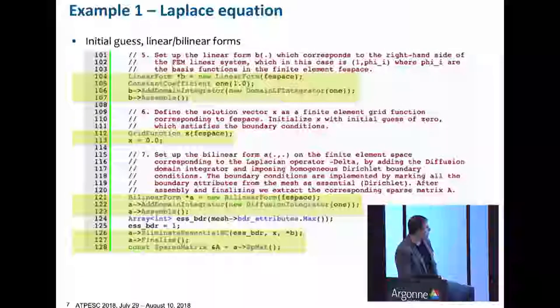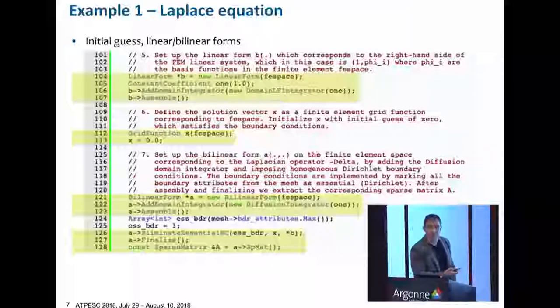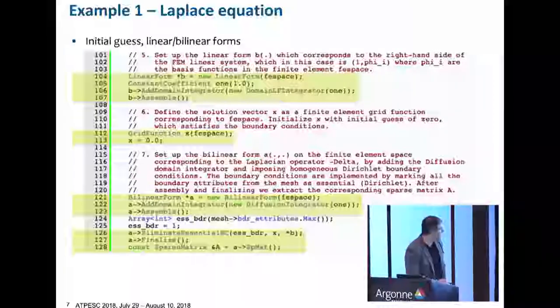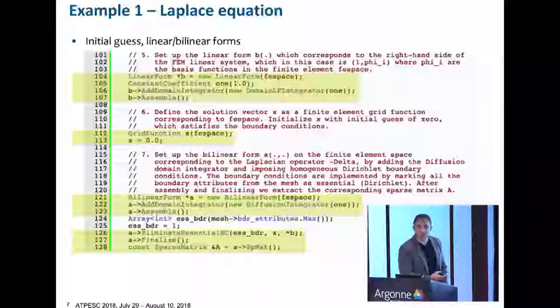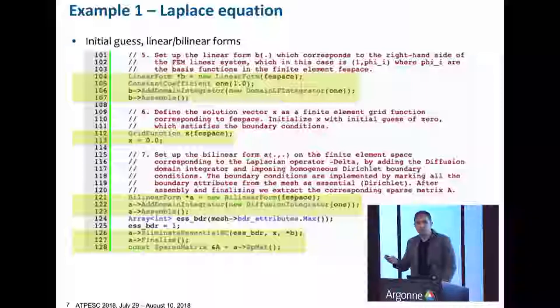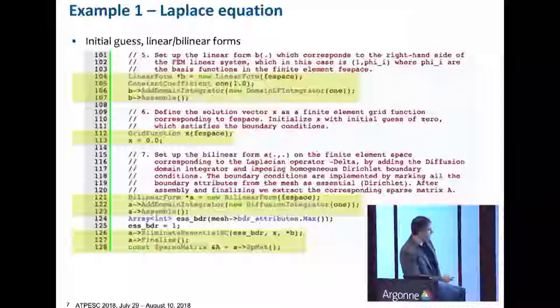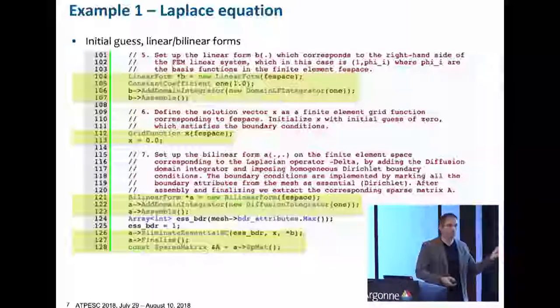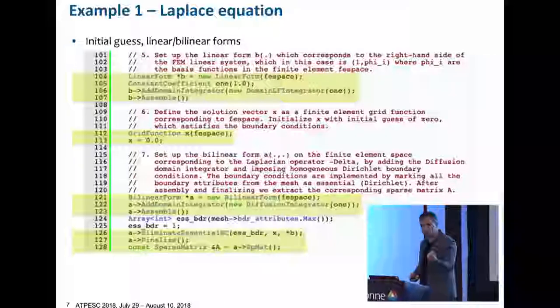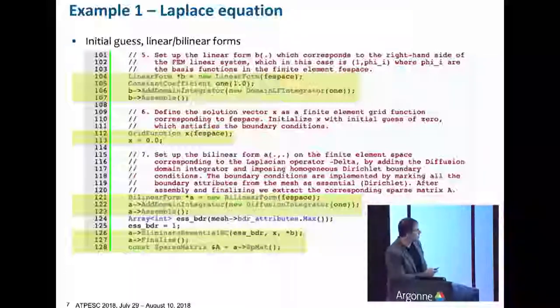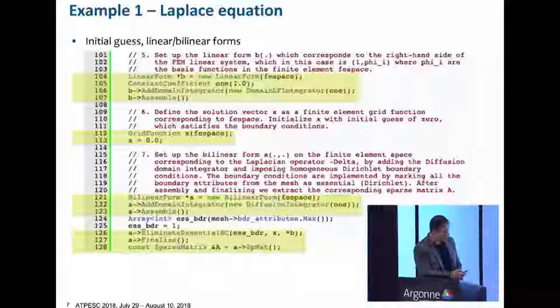Okay, these are the linear and bilinear forms and the initial guess. For the linear form, the important thing is basically this coefficient, which says that the right-hand side in this problem is 1. The bilinear form uses this diffusion integrator, which tells you it's a grad-grad term. This is the weak form of the Laplacian. This is how we handle boundary conditions. And the grid function is a member of the finite element space. So this is the discrete function that will approximate the solution. In this case, it's just initialized to 0.